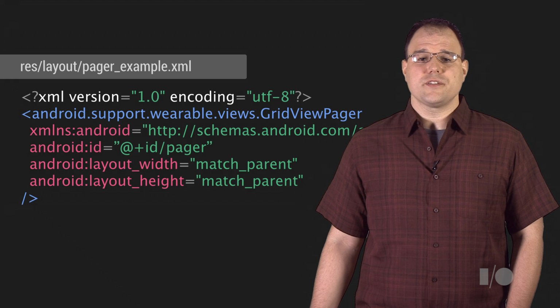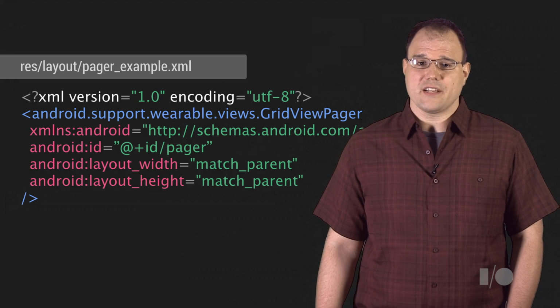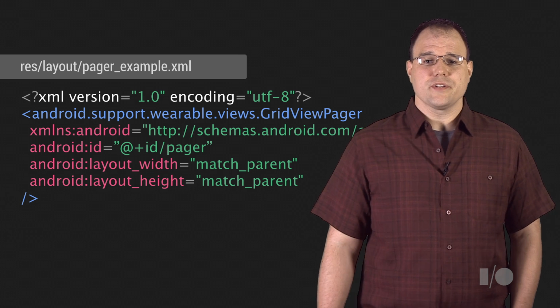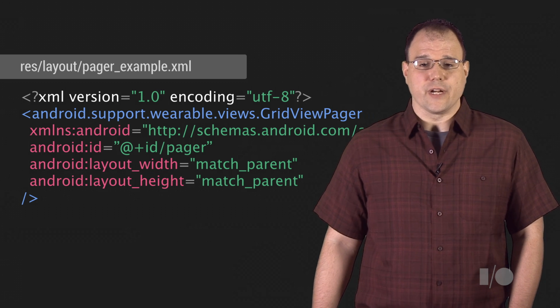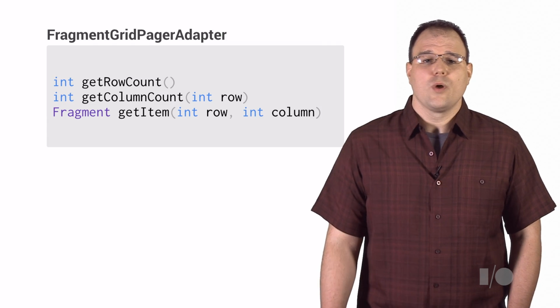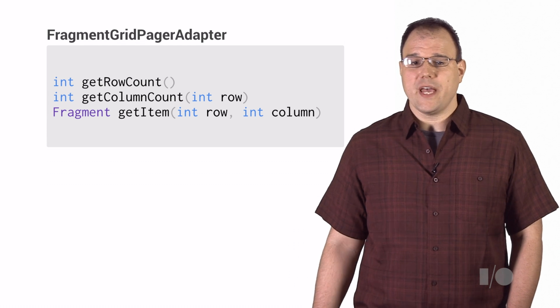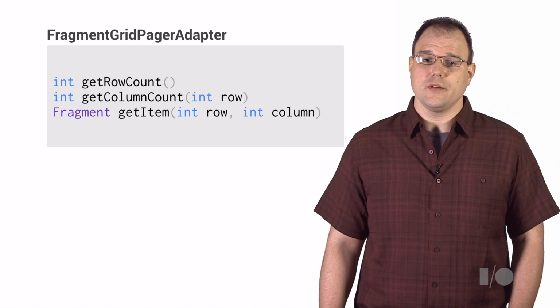The first step is to create a layout. These few lines are all you'll need for your main activity. Here, the pager is configured to expand to fill the screen. Next up, we need an adapter. This provides the content for each page as the user navigates around.